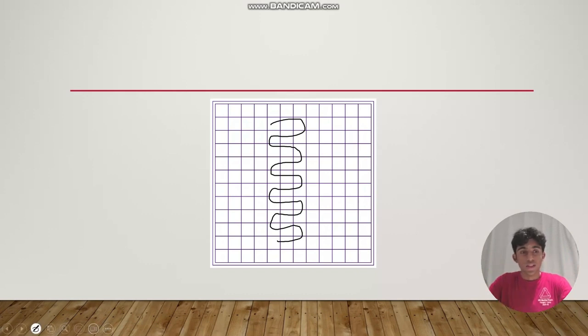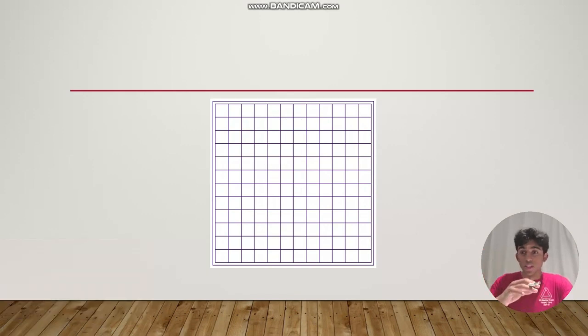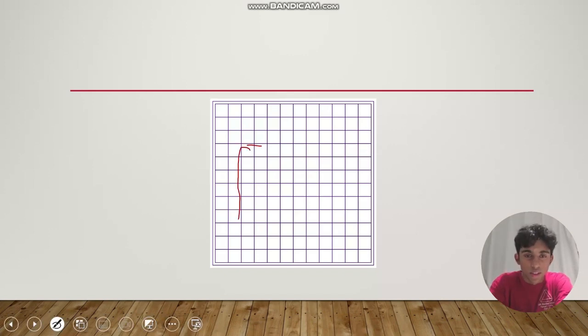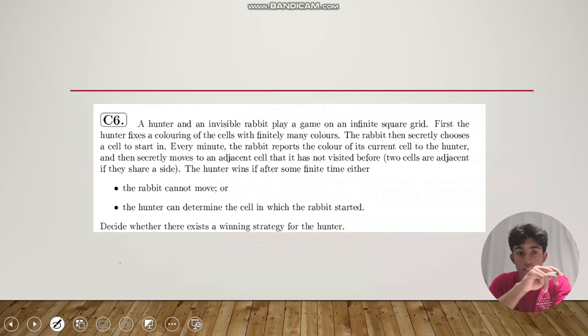Thankfully, this is about as bad as it gets. We can show that the rabbit's movement is infinite in at least one direction. And how we do this is by contradiction, where we assume one thing and prove that the assumption is just stupid. Okay, let's say it's stuck in this bounded region right here. Going back to the statement, it says that the rabbit can't move to a cell that it has visited before, because it has to move to an adjacent cell that it has not visited before.